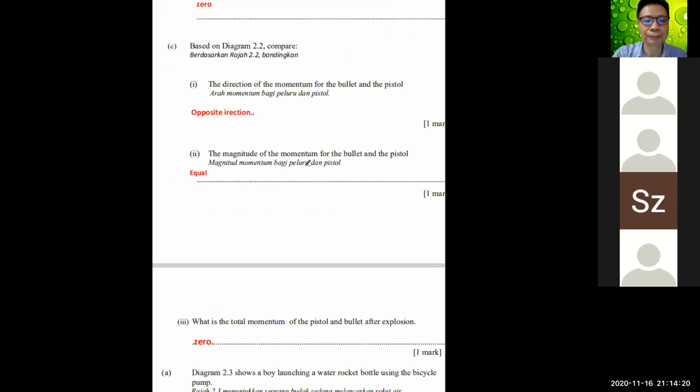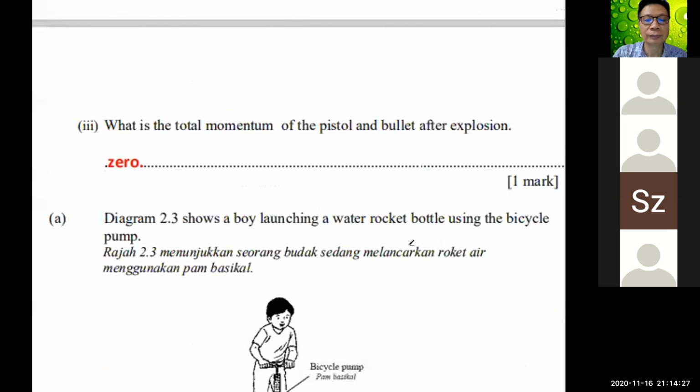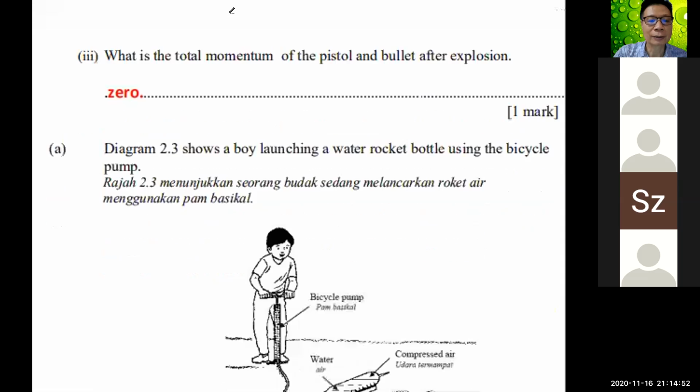Okay, next. What is the total momentum? I told you already just now, zero. What is the total momentum of the pistol and bullet after the explosion? It must be zero, because the momentum started with zero in the first diagram. So in the second diagram, the momentum cannot change. So zero. Next question.